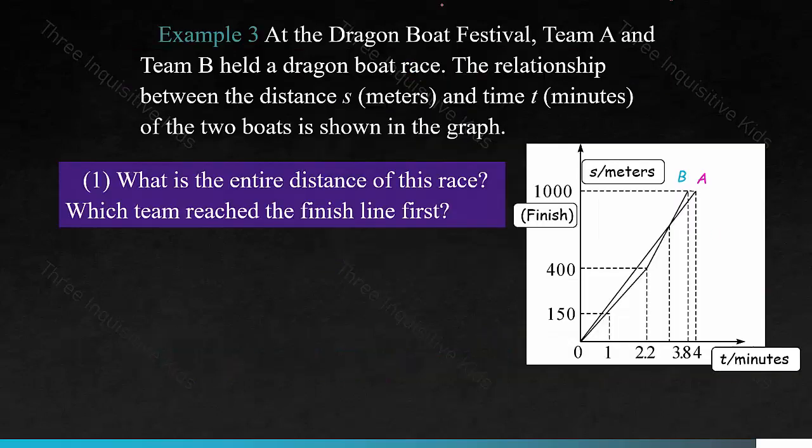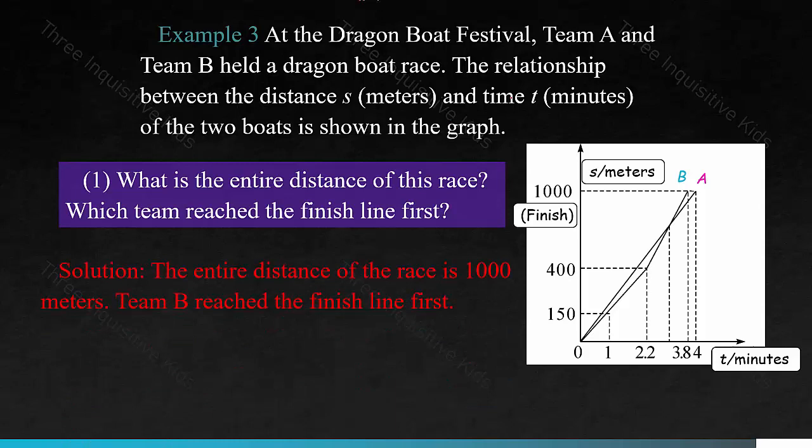Example 3. At the Dragon Boat Festival, Team A and Team B held a dragon boat race. The relationship between the distance, S meters, and time, T minutes, of the 2 boats is shown in the graph. What is the entire distance of this race? Which team reached the finish line first?